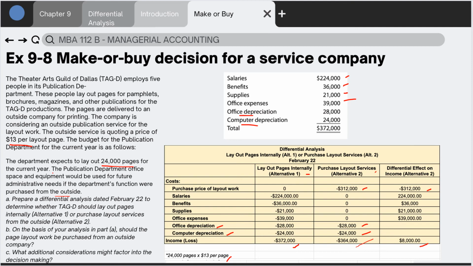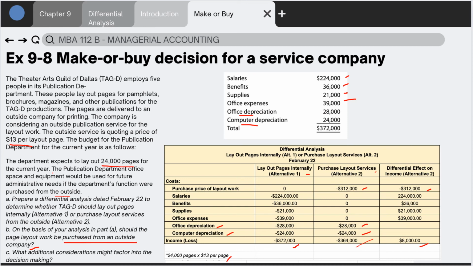out the pages internally. So for this one, it's a difference between the purchase price of the layout work, which is $312,000, compared to the salaries and the benefits plus the supplies that you are going to use if it's going to be done internally. So in this case, we can make a decision to purchase the layout services. That's the answer for letter B. It would be best to purchase from an outside company.